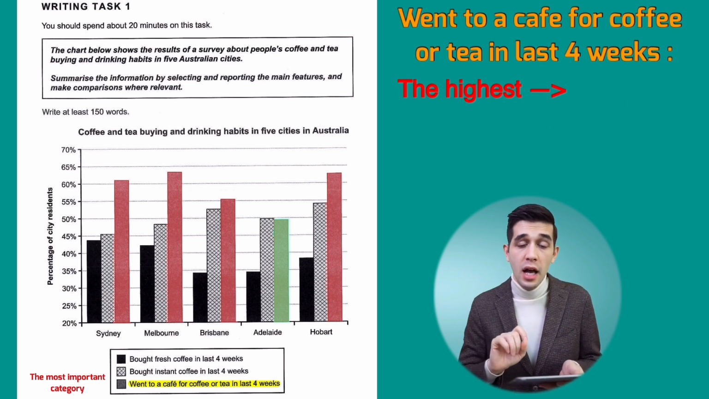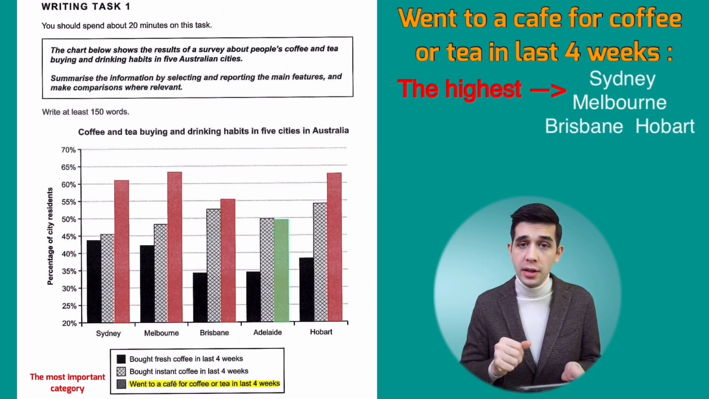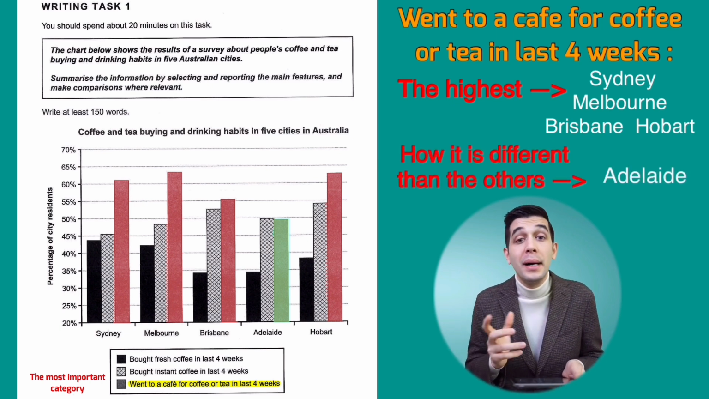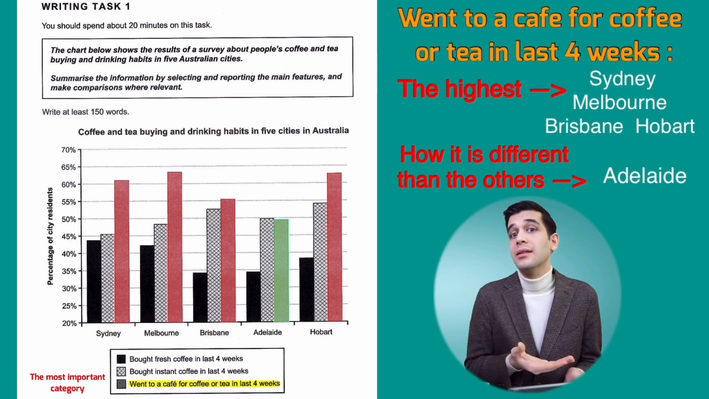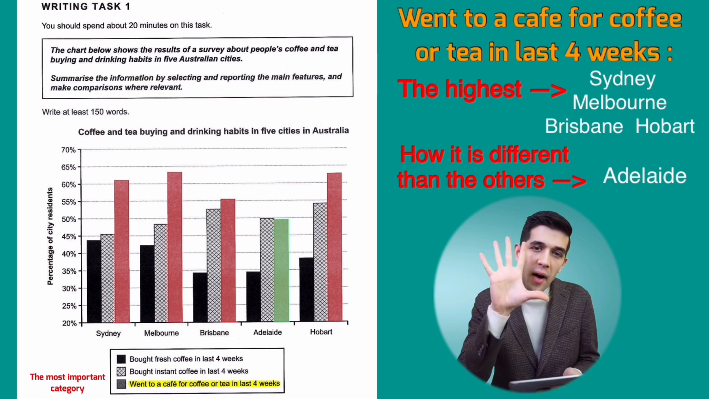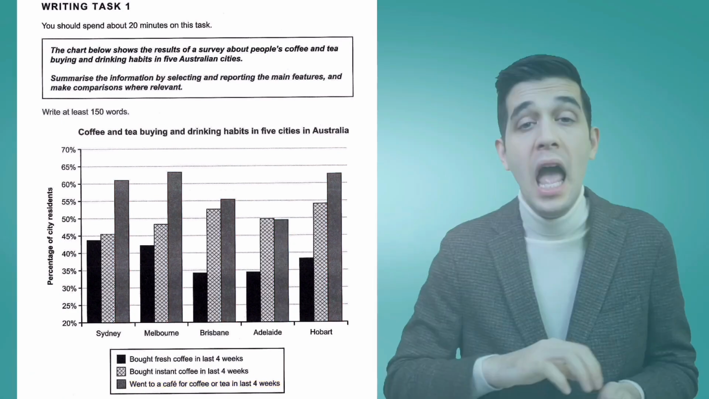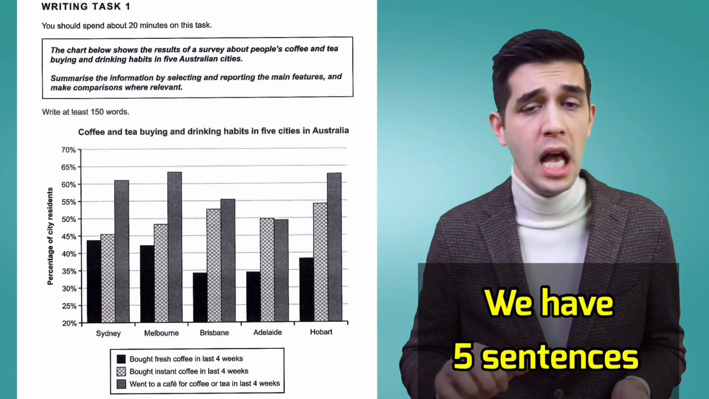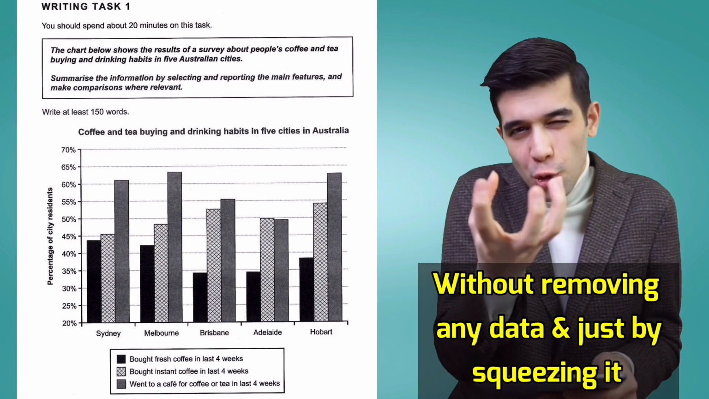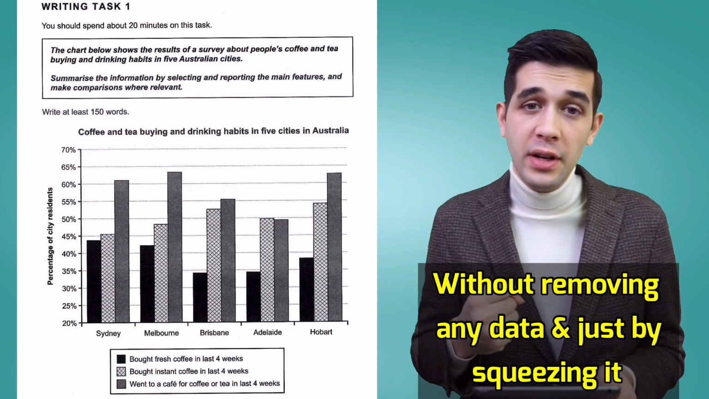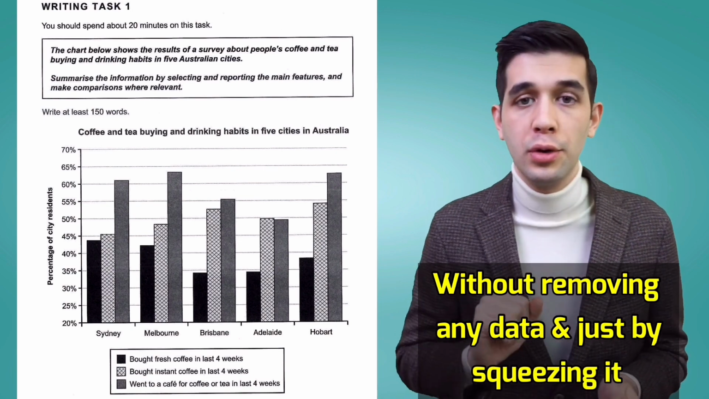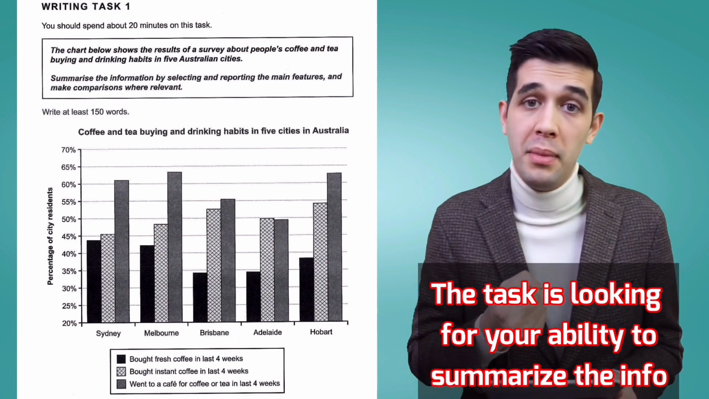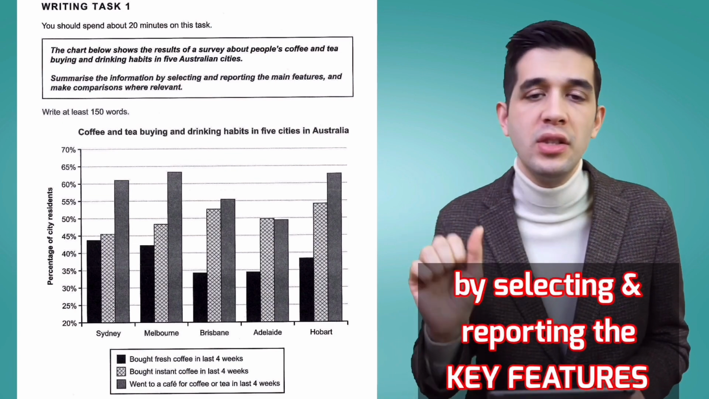I'm going to write one line talking about Sydney, Melbourne, Brisbane, and Hobart with all the numbers because this is very important. In another line, I'm going to talk about Adelaide, saying how it is different than the other 4 cities. So instead of 5 sentences, I now have 2 sentences. Overall, instead of 15 sentences, I just have 5 sentences. I haven't removed anything. I have just squeezed them, talking about the most important features while generalizing the least important ones. This is what the task is looking for. Your ability to summarize the information by selecting and reporting the key features.